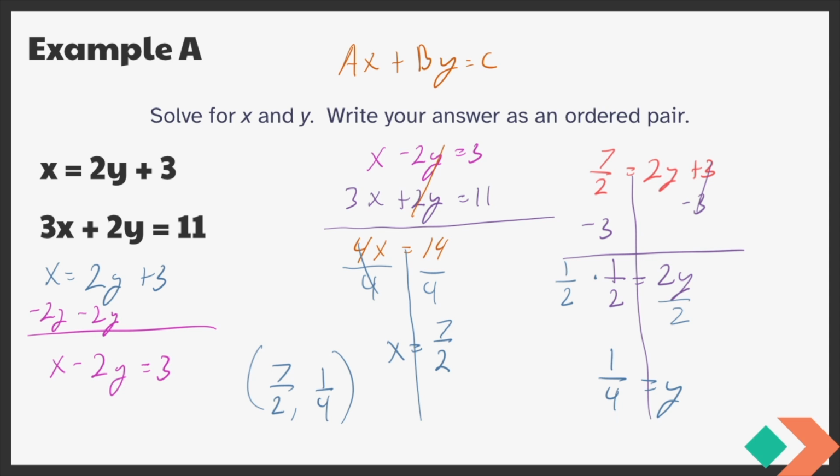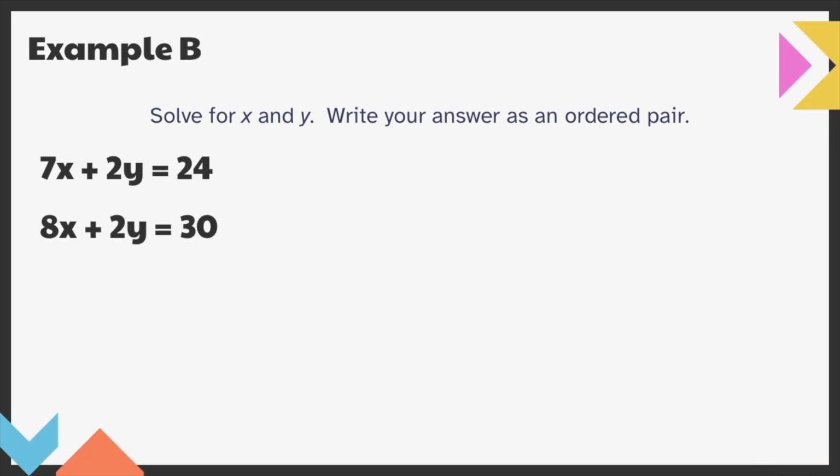Now let's try example B. So here we are at example B, and I've got 7x plus 2y equals 24, and 8x plus 2y equals 30. We're going to solve for x and y and write our answer as an ordered pair. Now, good news, they're already written in standard form, ax plus by equals c.